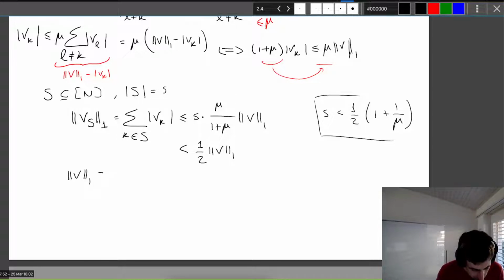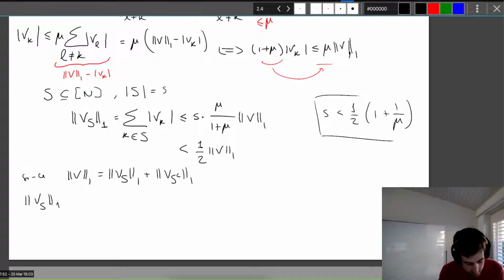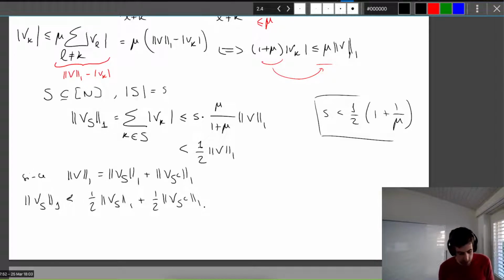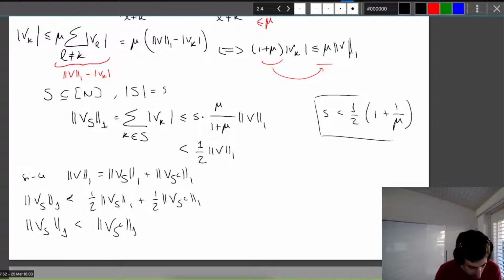Because the 1 norm of v is equal to the 1 norm of v in S plus the 1 norm of v in S complement. So we have that the 1 norm of v in S is smaller than 1/2 of the L1 norm in S plus 1/2 of the L1 norm in S complement. And this is done, right? Because now I can move this subtracting to the other side, take the halves. This means that the 1 norm of vS is indeed smaller than the 1 norm of vS complement. And so we're done, right? Because for any v in the, oh, not contradiction, sorry. We're done, QED.